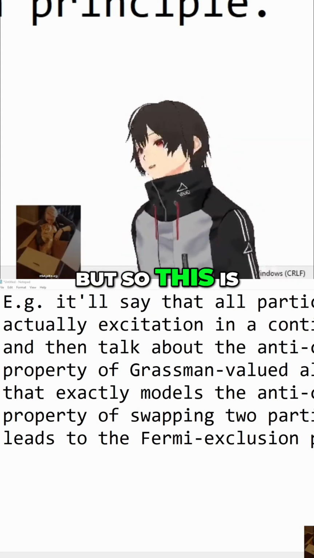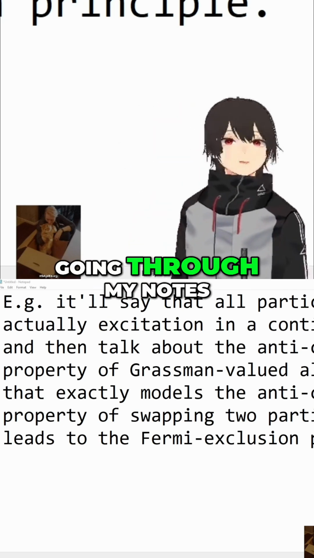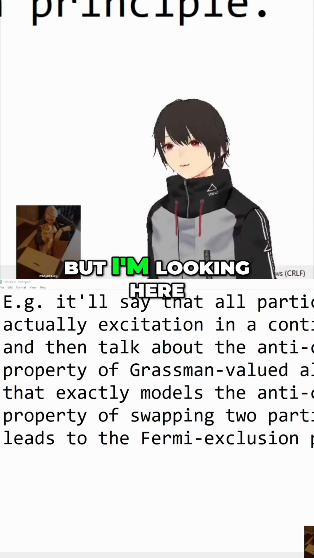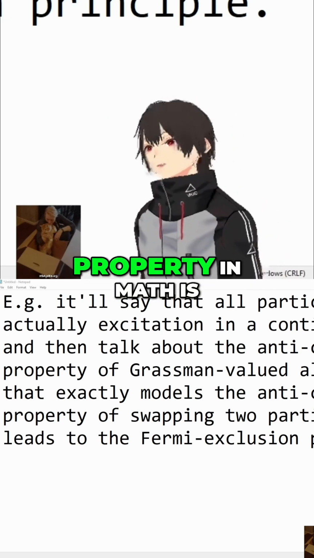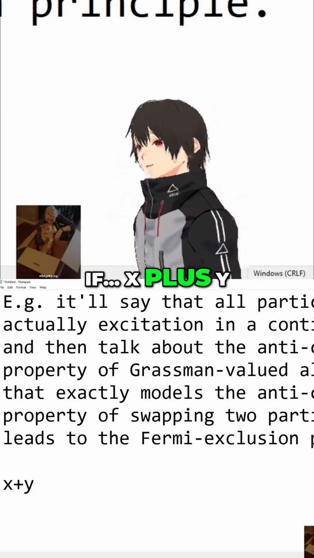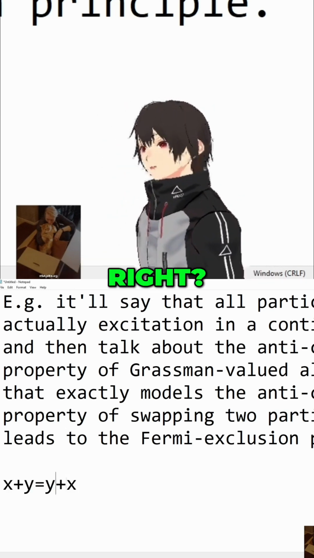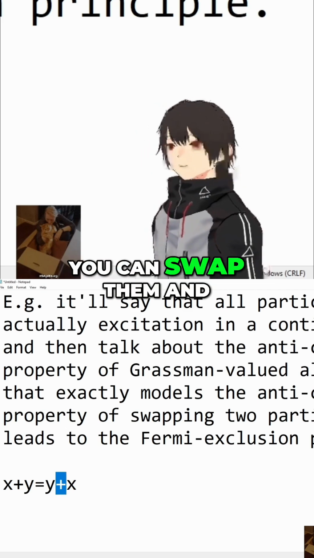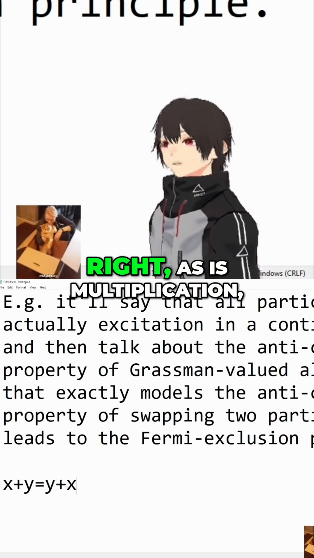Okay. But so this is saying, I guess, I'm going through my notes from memory, so I might get some of this wrong, but I'm looking here. It's saying, the commutative property in math is the idea that x plus y is going to be equal to y plus x, right? So we say addition is commutative. You can swap and you'll get the same answer. As is multiplication, yeah.